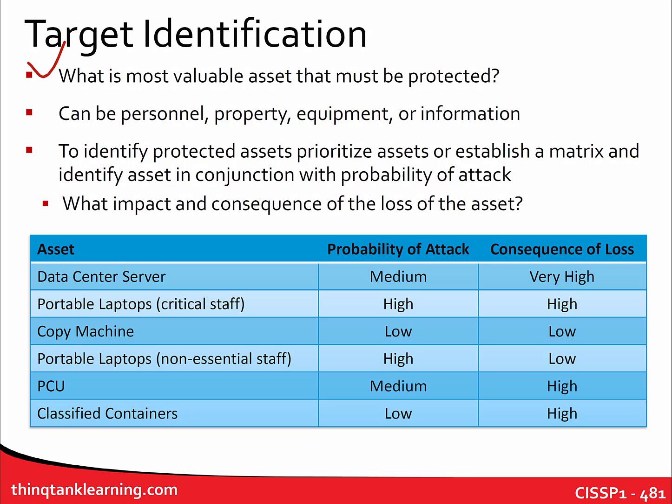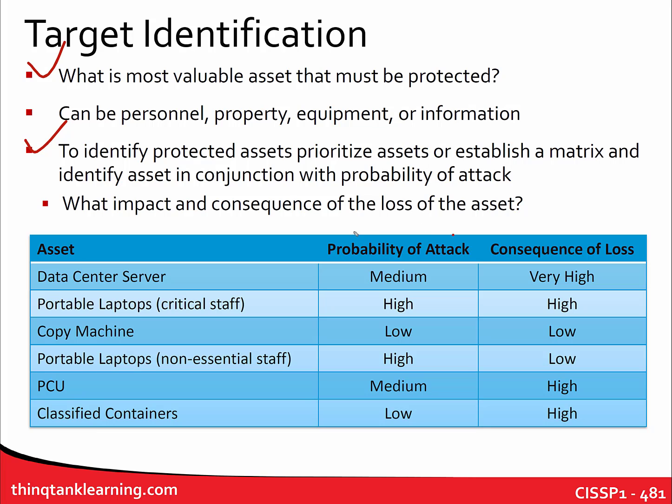All right. What is the most valuable asset that has to be protected? Now, most people would classify that as human life, but if we're considering human life in a different category, it could be personnel, but it could also be property or equipment, or it could even be intellectual property or trade secrets or whatnot. But we need to identify the protected assets. We need to prioritize those assets, come up with some sort of risk matrix or threat matrix, or different terms to describe it, but essentially it's no different than what we saw previously.